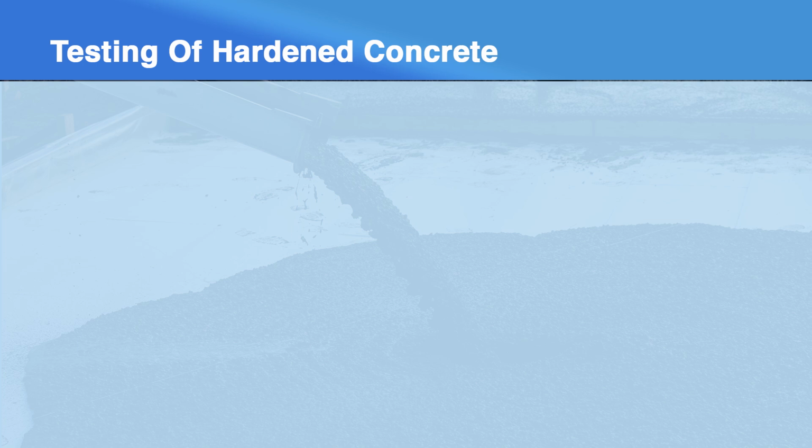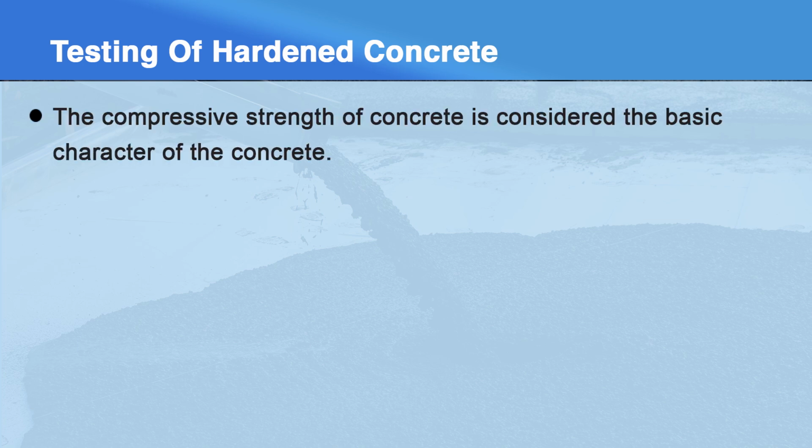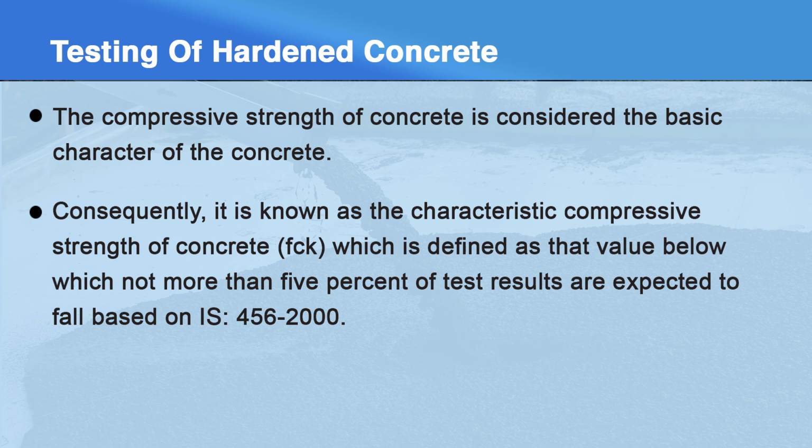Testing of hardened concrete. The compressive strength of concrete is considered the basic character of concrete. Consequently, it is known as the characteristic compressive strength of concrete, also designated as fck, which is defined as that value below which not more than 5% of test results are expected to fall. This is based on the definition given in IS 456-2000.